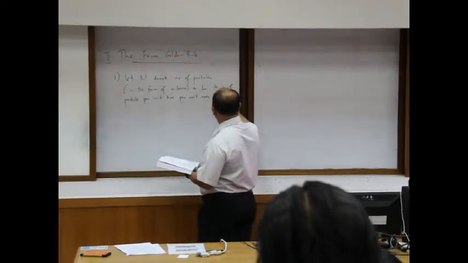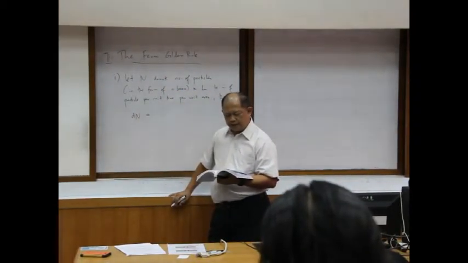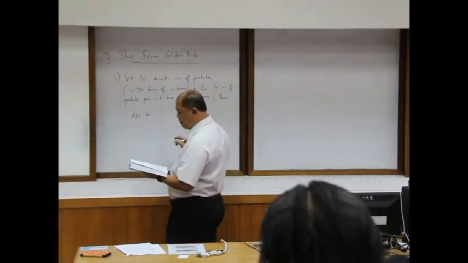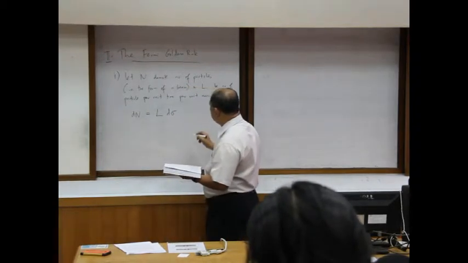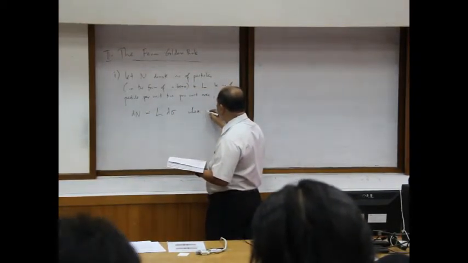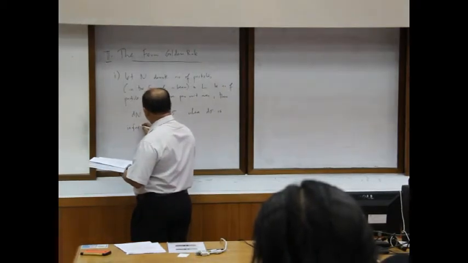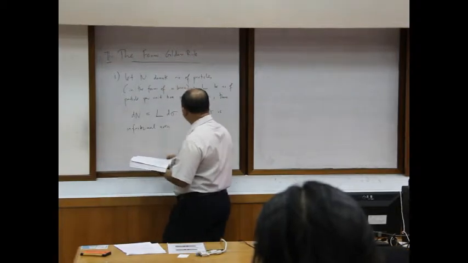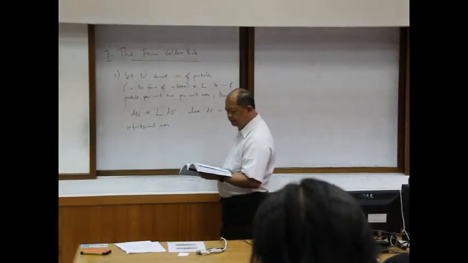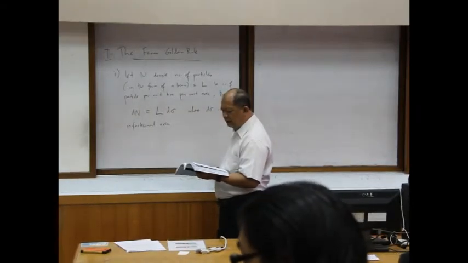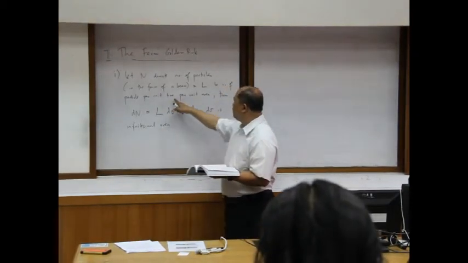So then, the infinitesimal number of particles is L d sigma. Now, this d sigma is the infinitesimal area. So this is just by definition infinitesimal area. And this infinitesimal area is the area where this particle will pass through.